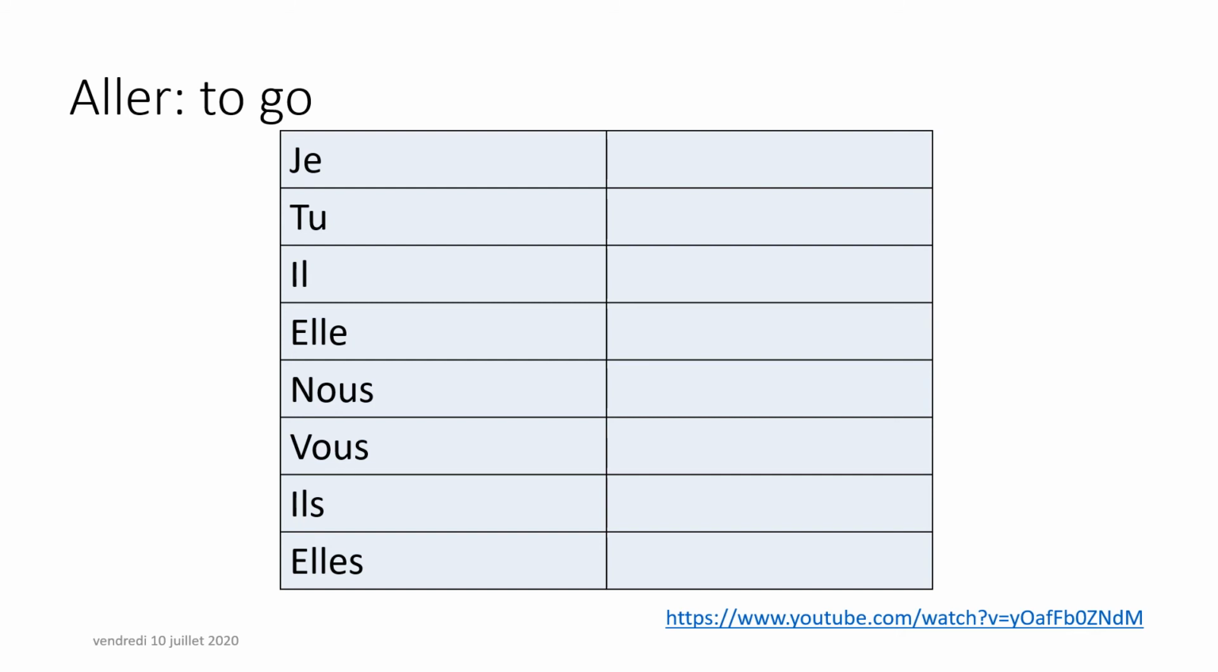Je vais expliquer. Tu vas comprendre. Il va écrire. Elle va danser. Nous allons visiter l'Espagne. Vous allez retourner à l'école en septembre. Ils vont aller à la plage. Elles vont aller au cinéma.